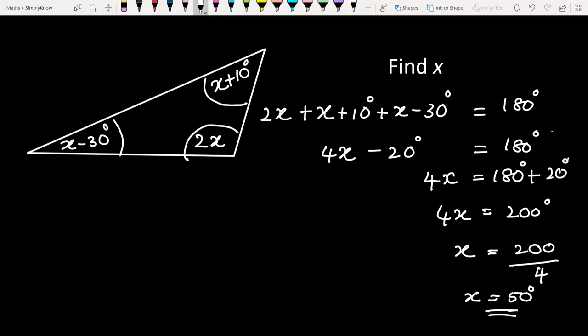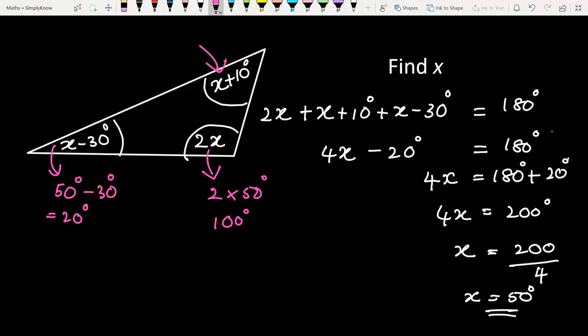Shall we check if our answer is correct or not? Actually, we can cross-check our answer. Since x is 50 degrees, this angle should be 50 minus 30 degrees. So it will become 20 degrees. And this particular angle is 2 times x, that means 2 times 50 degrees. So it is 100 degrees. And this particular angle is x plus 10 degrees, that means 50 plus 10 degrees. So it will become 60 degrees.